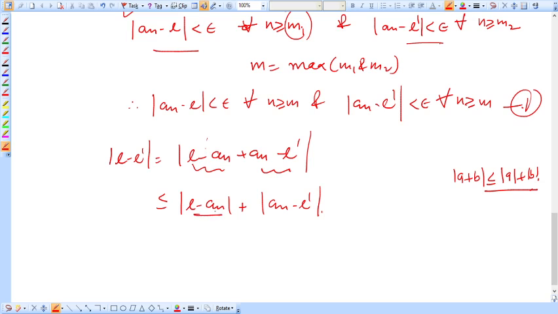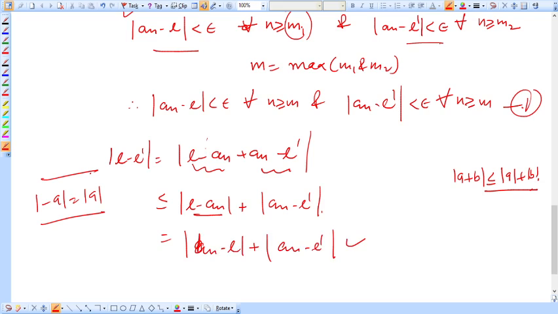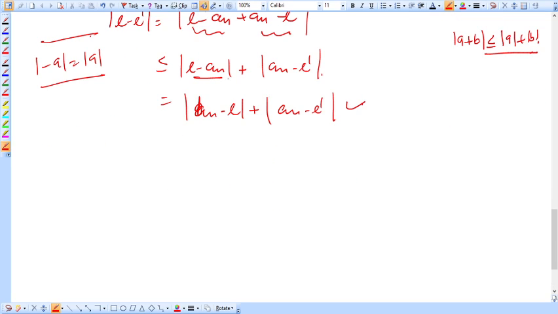Okay, so we know the minus sign is consumed by the modulus, so we can write it as |a_n - L| + |a_n - L'|. Further, since this is less than epsilon and this is also less than epsilon, |L - L'| is less than or equal to 2 epsilon, twice epsilon, right?